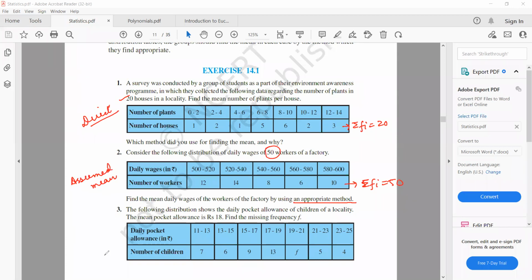All right, Martin. Yes, ma'am. Okay, third question. The following distribution shows the daily pocket allowance of children of a locality. The mean pocket allowance is rupees 18. So here the mean is already given. Find the missing frequency. Okay, this I will solve. Third question. Now, can you just start solving the first question?